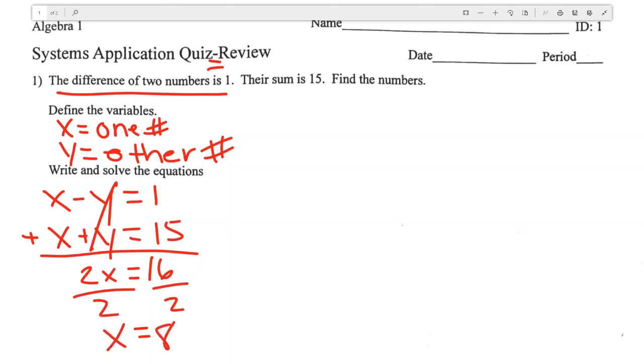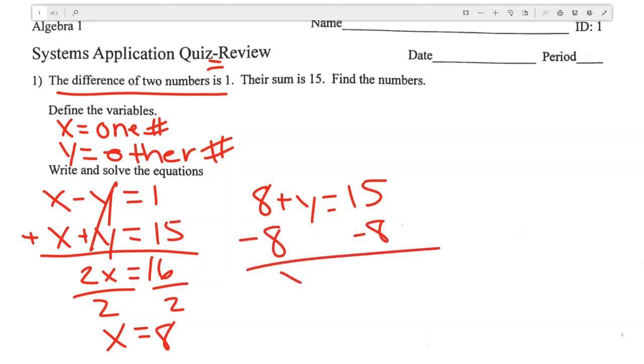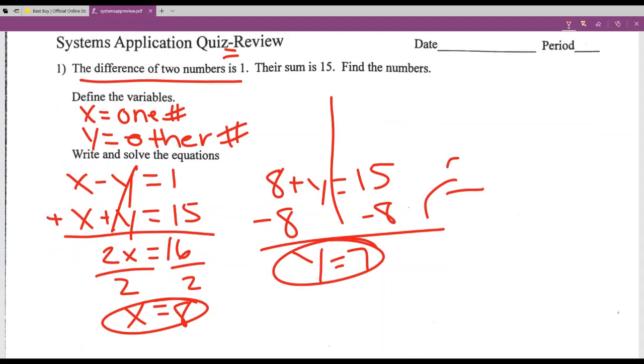x equals 8. Also, you may see the answers on your paper. Those are just there to help you check your work. So you plug in 8, and these are your two numbers. All right, so for time's sake, I am going to go to the next problem.